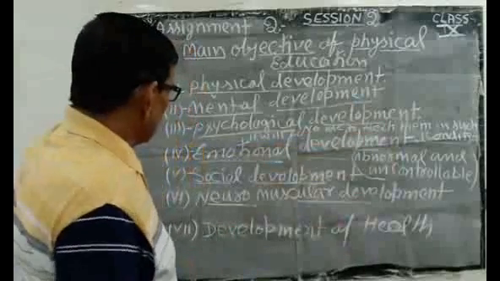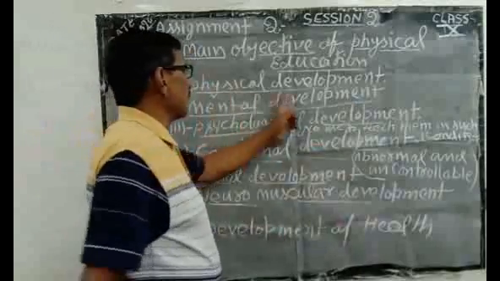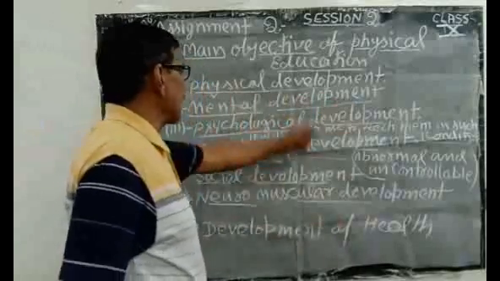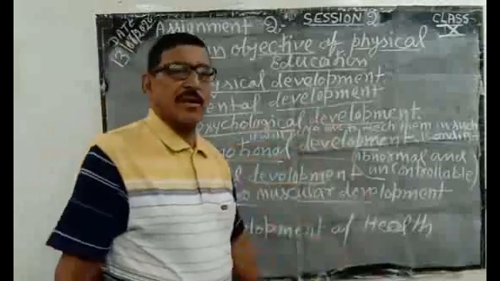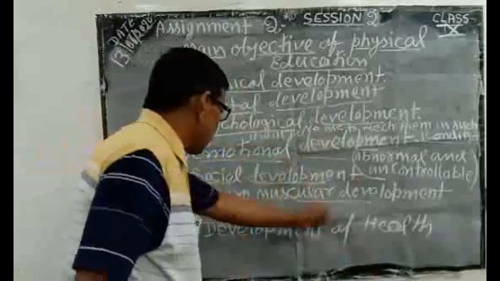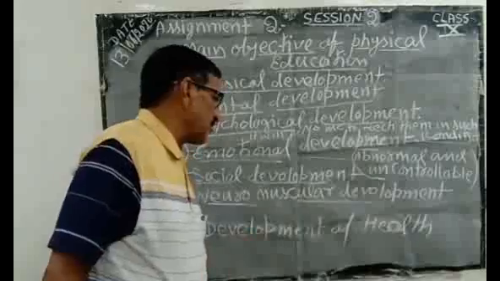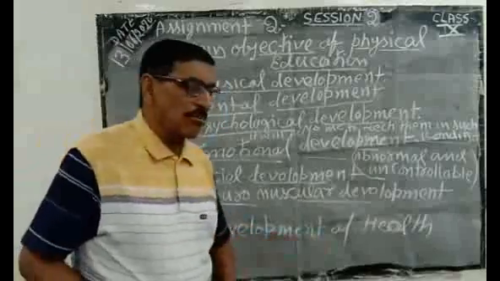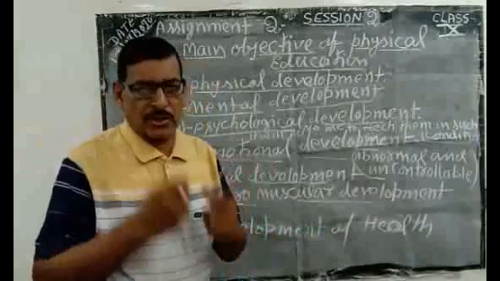So, I have already explained physical development, mental development, psychological development, emotional development. But social development, neuromuscular development, and development of health, I will explain in the next class.